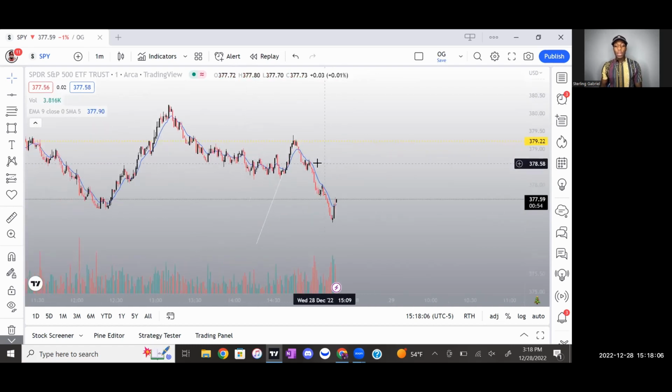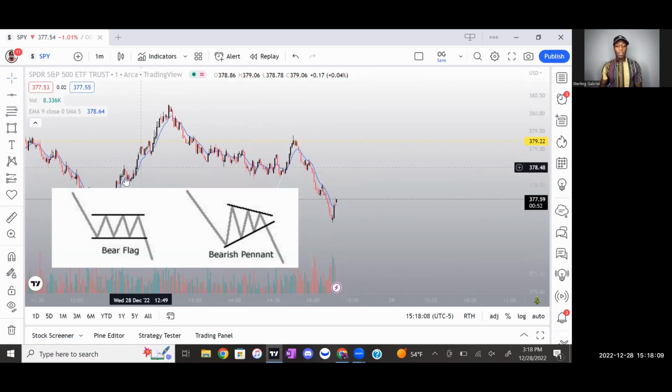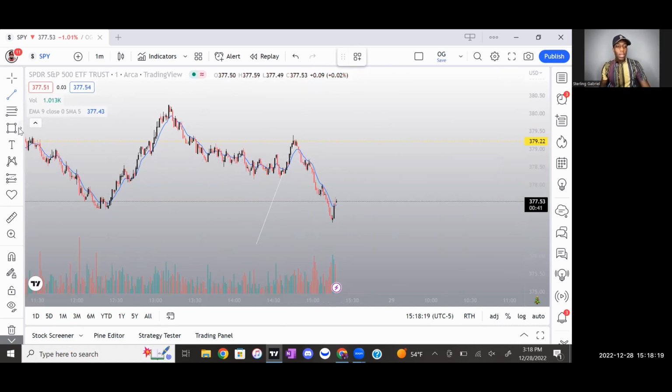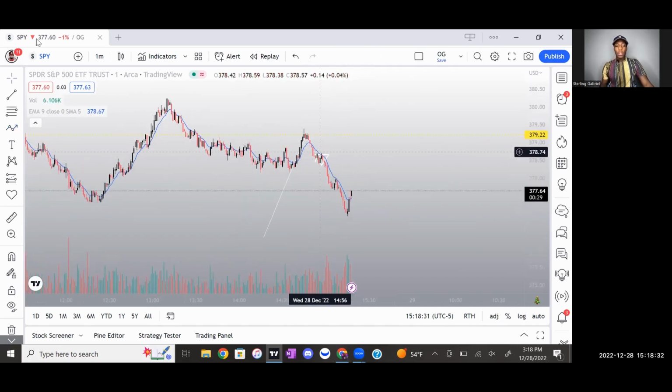Price actually created this pattern right here, which is a bear flag. A bear flag is actually a bearish candlestick pattern, right? So a bear flag is going to be this right here. It's when price decides to, let me show you. Price is creating a flag, right? Sometimes also called a bear pendant. But price created a flag right there, right?